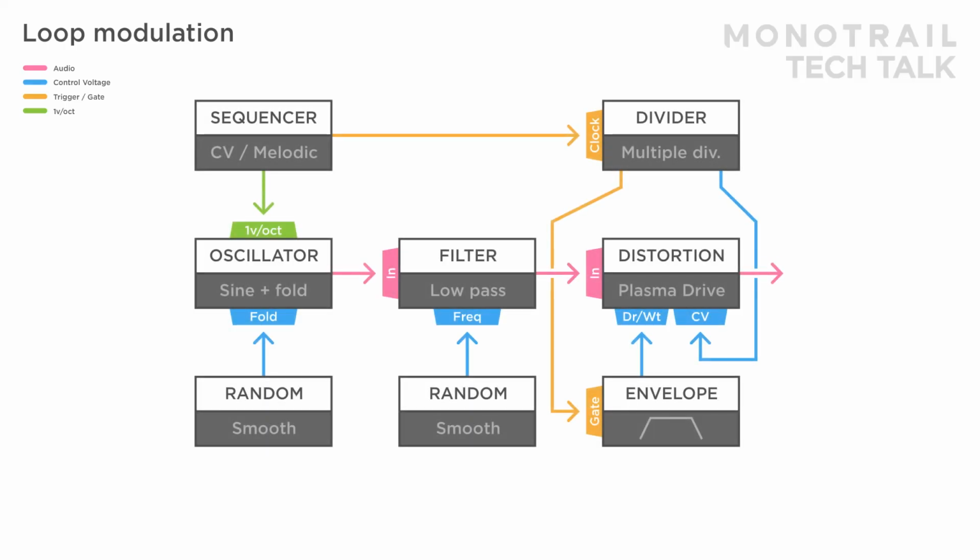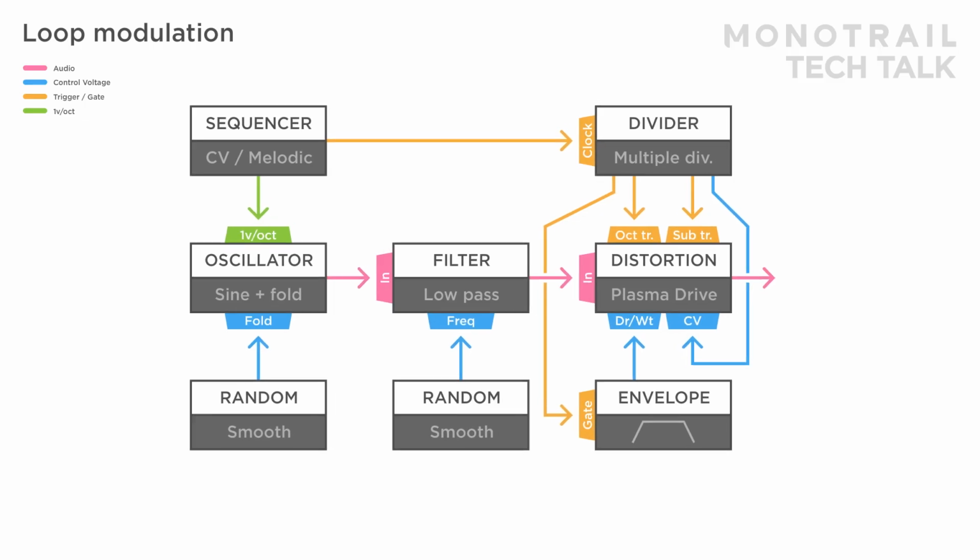You can build on the complexity of the rhythmic modulation. Here, two more gate patterns are used to modulate the octave and sub-octave triggers of the plasma drive. And remember that in many cases, interesting rhythmic effects can be achieved by creating interaction with other parts.